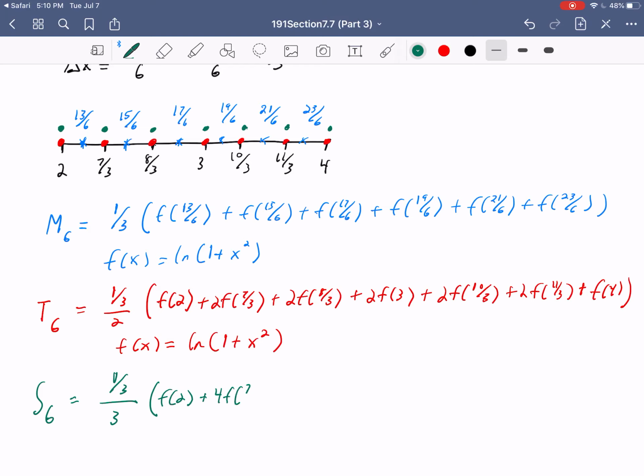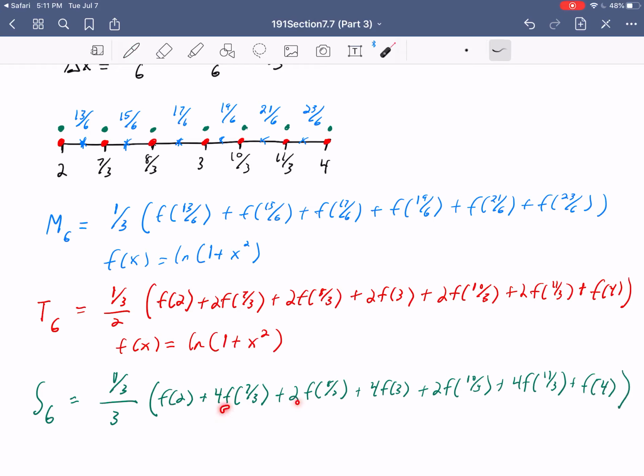So 4 times f of 7/3. Then 2 times f of 8/3. Then back to 4, f of 3. Then 2 f of 10/3, sorry. Then 4 again, f of 11/3, and then we're on our last one. Just like the trapezoidal rule, it doesn't get any coefficient, f of 4. So there we go. Notice that this pattern goes 4, 2, 4, 2, 4. It always starts with a 4 and ends with a 4, and then of course the very first and the very last have no coefficient at all.